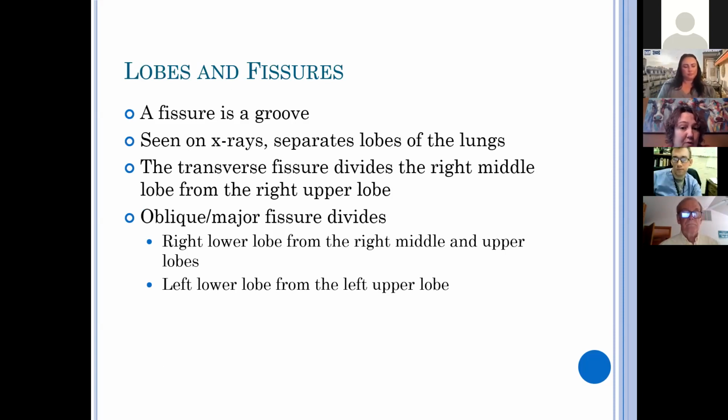You can see it on the x-rays, and basically it serves to separate the lobes of the lungs, the upper from the middle or the lower. The transverse fissure divides the right middle lobe from the right upper lobe. And the oblique or major fissure divides the right lower lobe from the right middle and upper, and the left lower lobe from the left upper lobe.